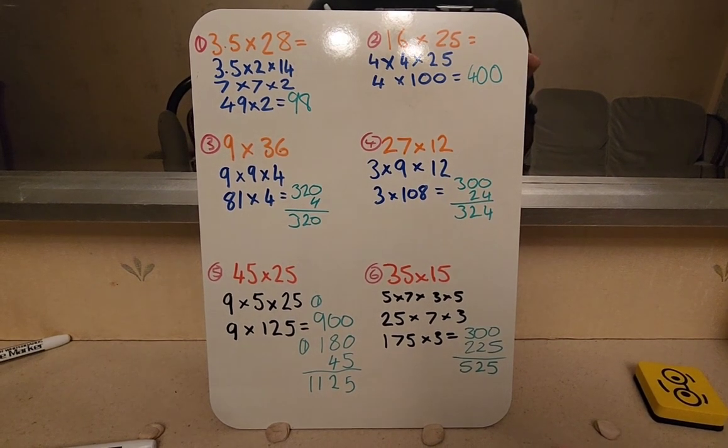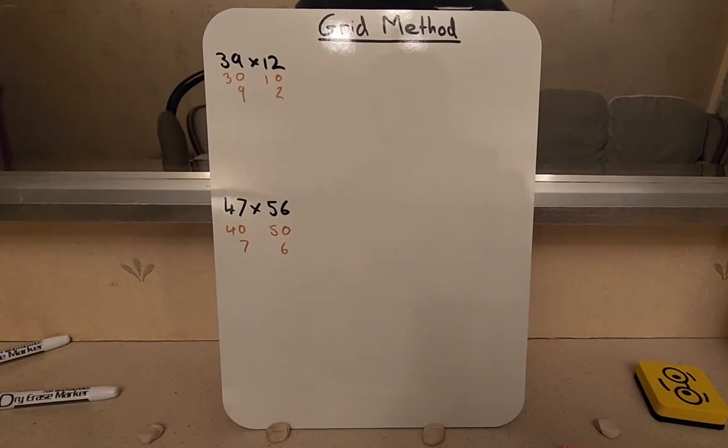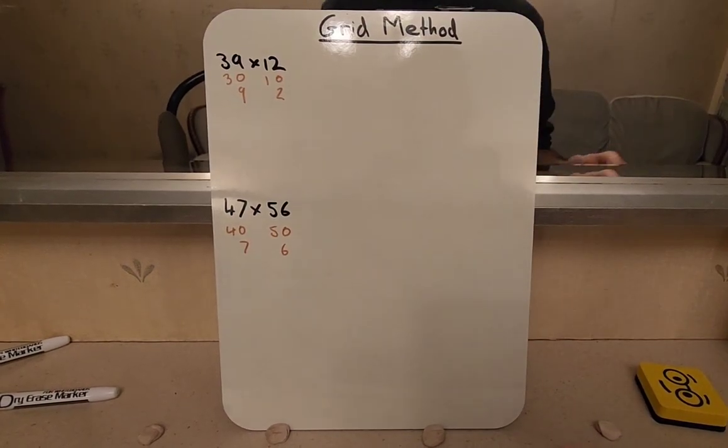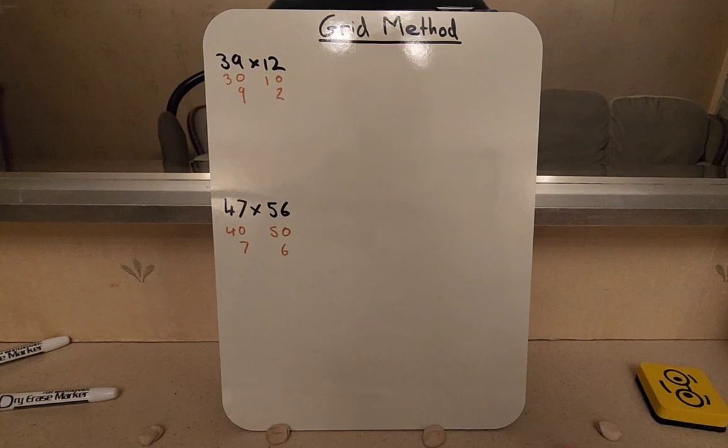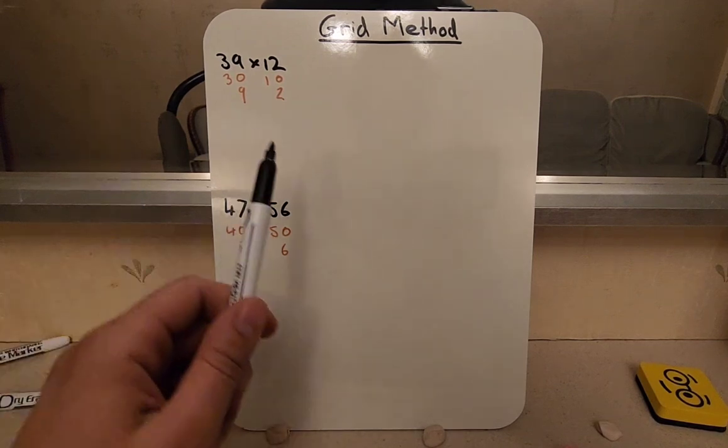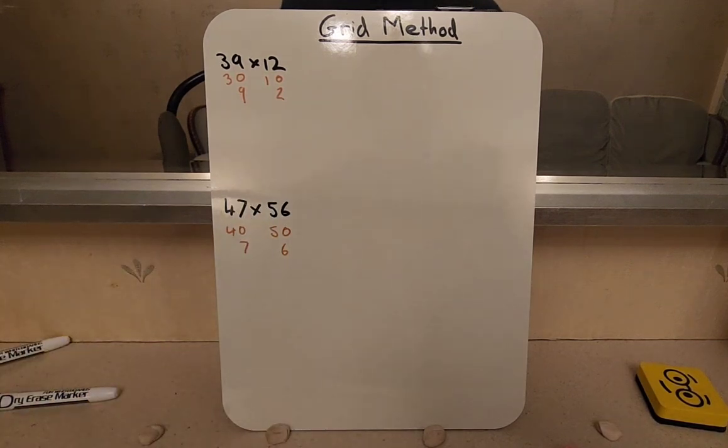Next, we're off to grid method. So here we grid method. It's best to use it for multiplying 2 digits by 2 digits or bigger. If you're going to do 2 digits by 1 digit, you're basically doing partitioning with extra steps. So let's go ahead and show you what this grid method is.